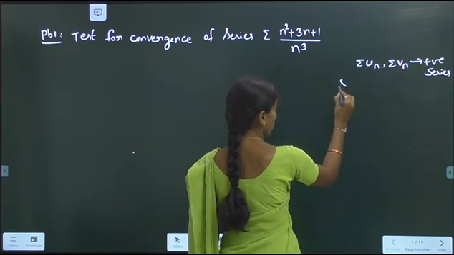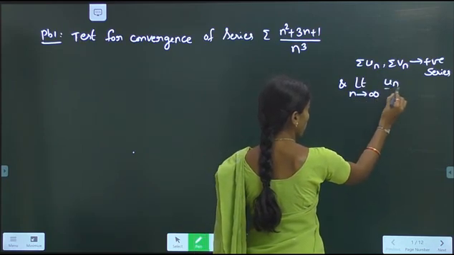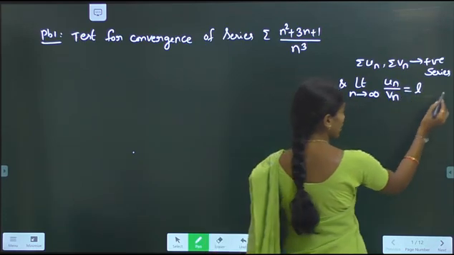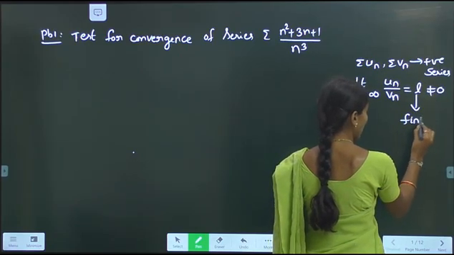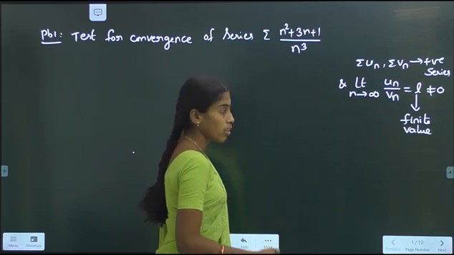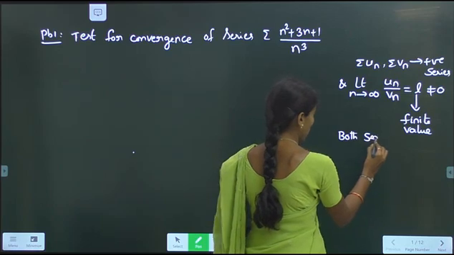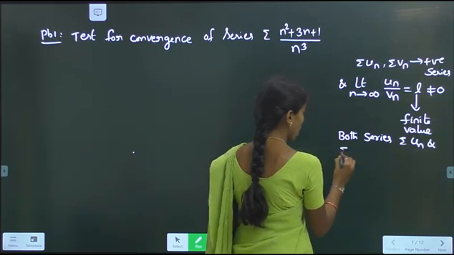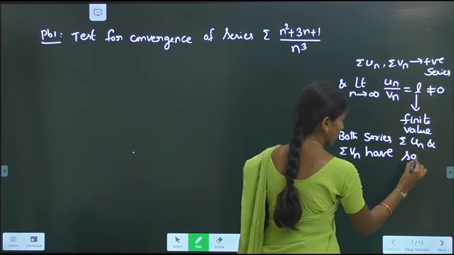And limit n tends to infinity, un by vn is equal to L, which is a finite value and not equal to 0. Then what is the conclusion? Both the series sigma un and sigma vn have the same nature.